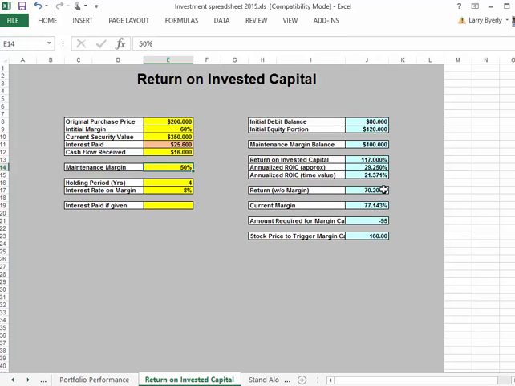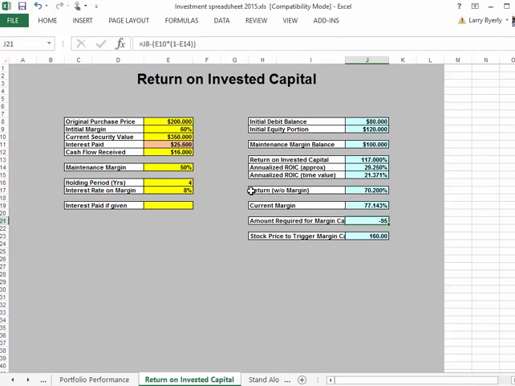The return that we would have without the margin is 70%. So if we would have done this free and clear, paid all $200, we would have made 70% on this investment. The current margin is 77%. You can see that's far above the 50%. So the amount required for a margin call, you see here it says negative $95. If this is negative, what it means is that there is no margin call.